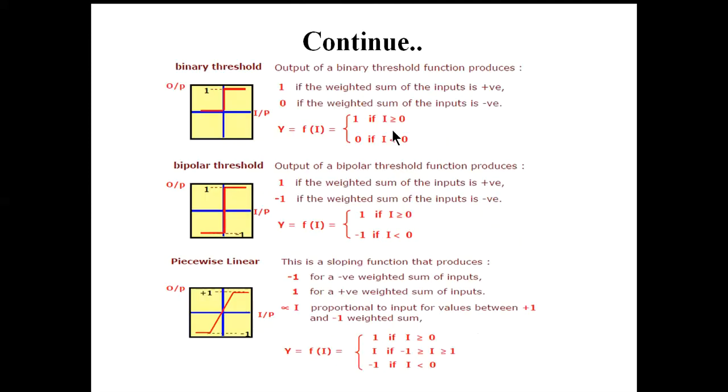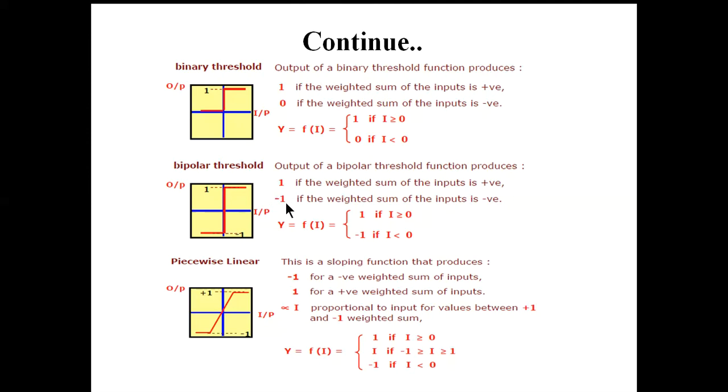will be 0. Here we define three kinds of threshold functions that are widely used in the MP neuron model. The first one is called binary threshold. Here the definition is, you can see, that if input I is greater than 0, then obviously the output is 1, else it is 0. Now the second one is the bipolar threshold. There are two kinds of output that can be obtained.